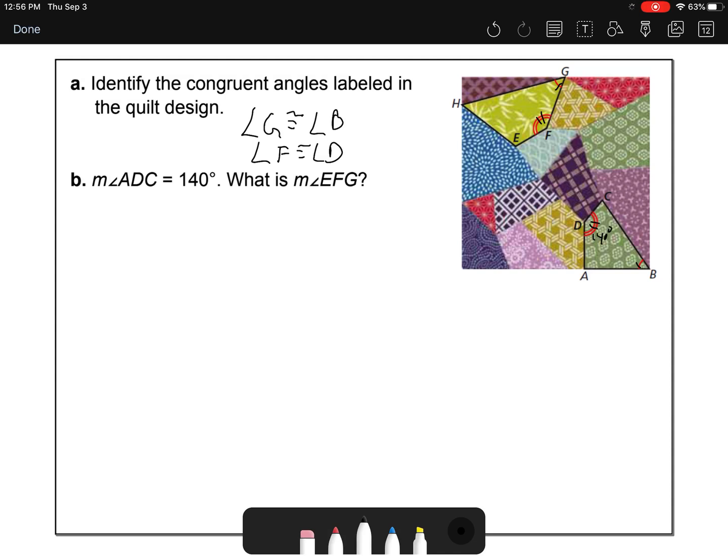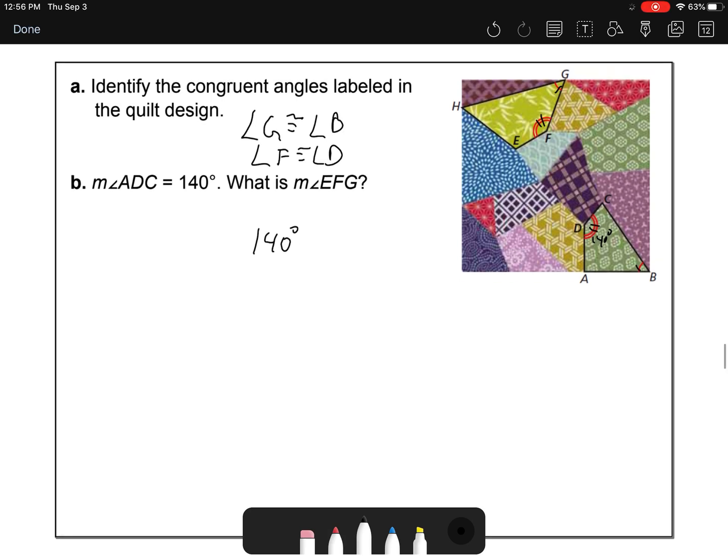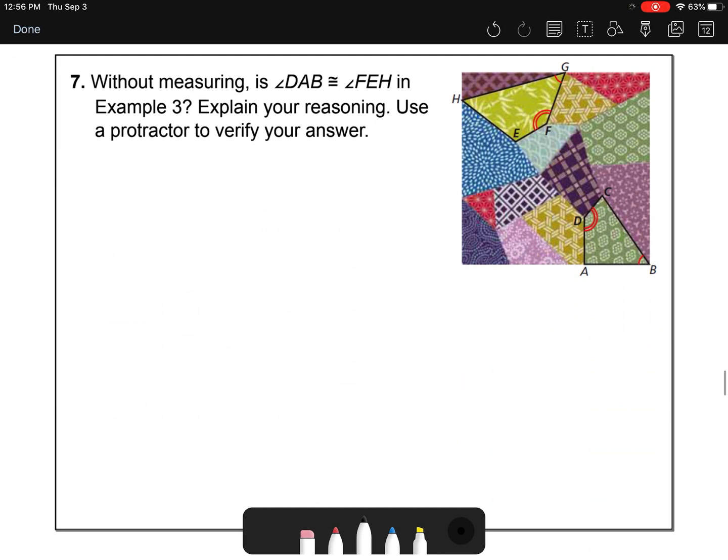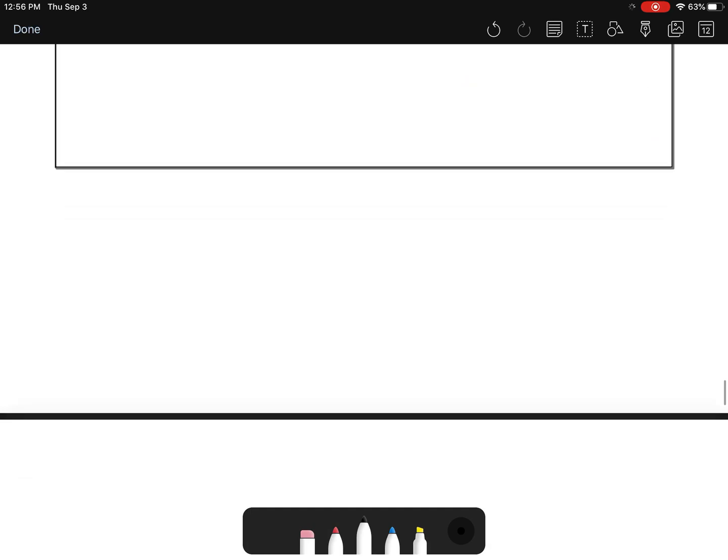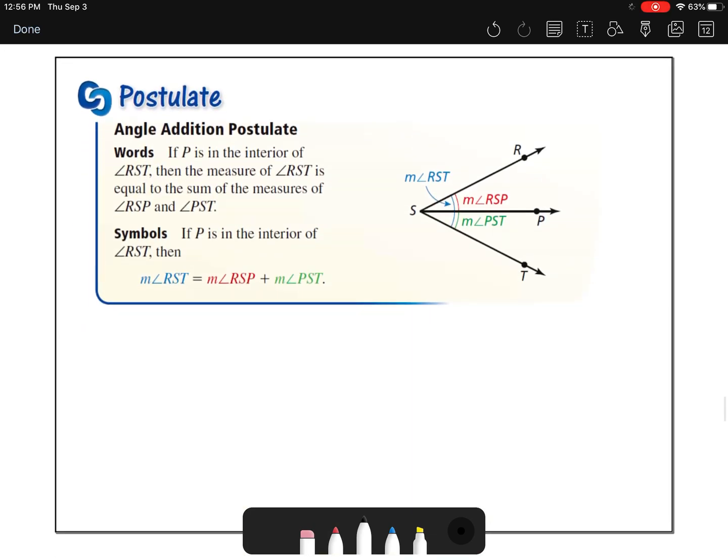Then it says if ADC is 140, what's EFG? Well, that's pretty obvious, isn't it? They're congruent. So that would be 140. And notice I use single letters here because we can all tell what those angles are, easily identified. Now, without measuring, is angle DAB congruent to angle FEH? I would say no. Looking at the pictures, this angle down here looks closer to 90, while this one definitely is obtuse. So those could not be the same.